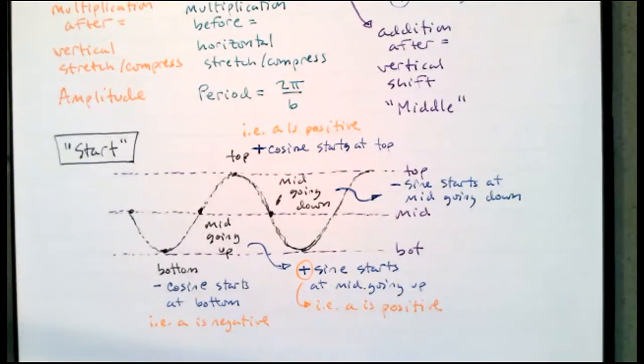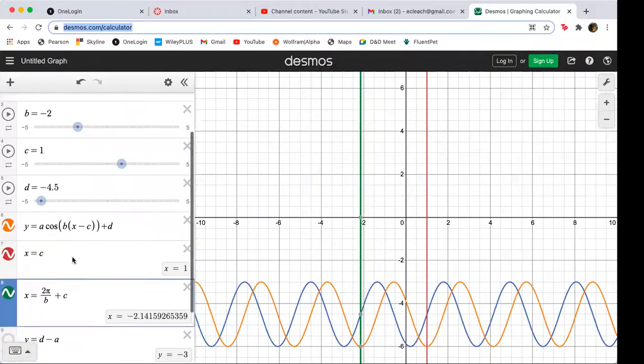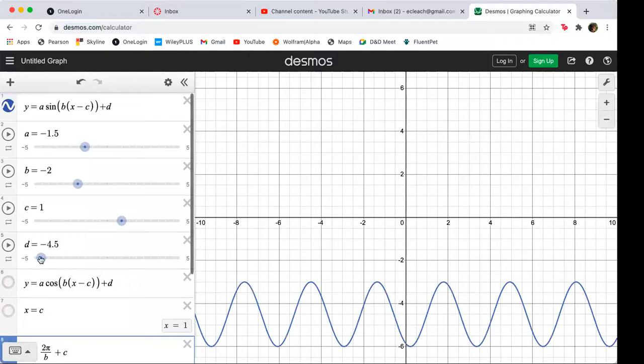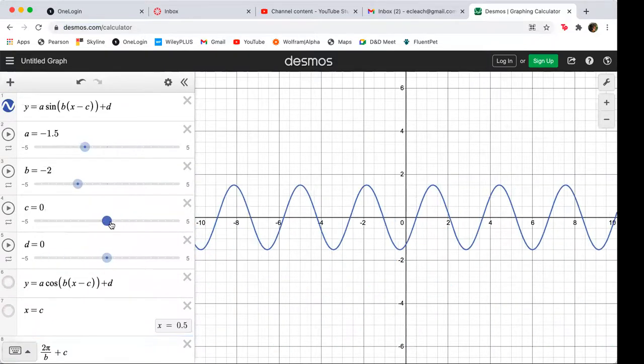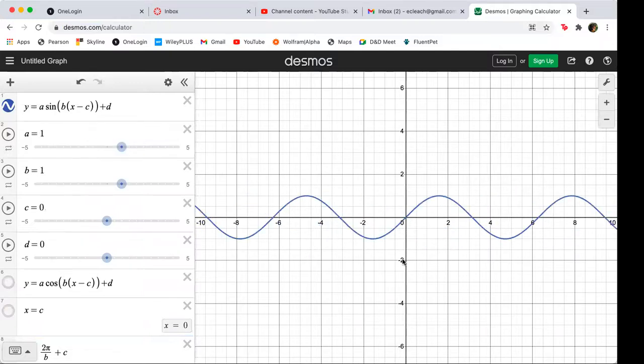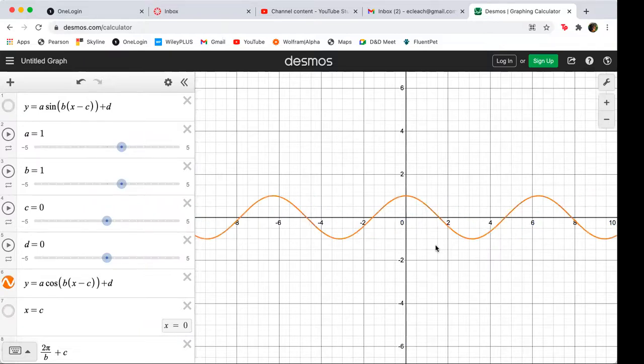So if we switch over to our graphing calculator again, oop, everything's all messed up. Let's set these back to the defaults. And let's look at cosine. We looked at sine a lot, so let's look at cosine. At cosine, the top is at 1 and the bottom is at -1. And our value of c is equal to 0.